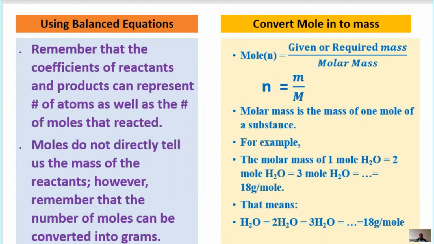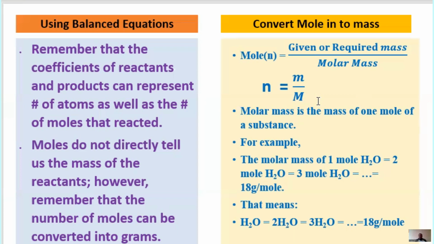Moles do not directly tell us the mass of the reactants. However, remember that the number of moles can be converted into grams. How can we convert mole into mass? We use this formula. The number of moles equals the given or required mass divided by the molar mass. Or simply, n represents the moles, small m represents the given or required mass, and big M represents the molar mass of a substance.